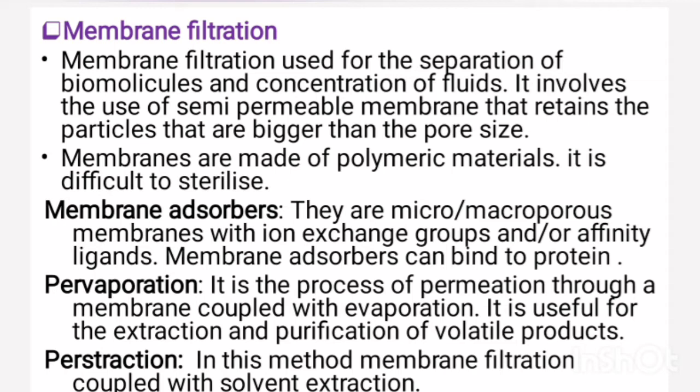Next one, pervaporation. It is the combination of evaporation and permeation. That is, permeation plus evaporation gives pervaporation. It is useful for the extraction and purification of volatile products. And the last one, perstraction. In this method, the membrane filtration technique is coupled with solvent extraction.